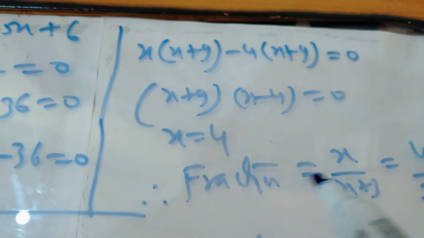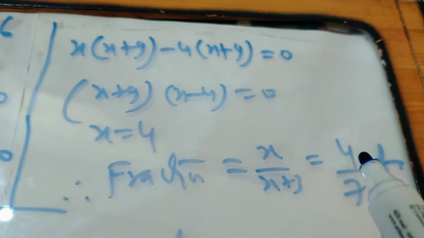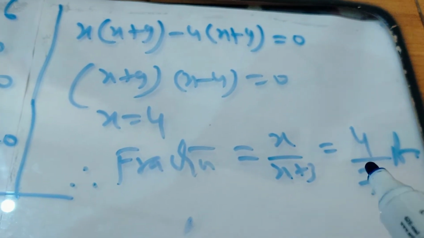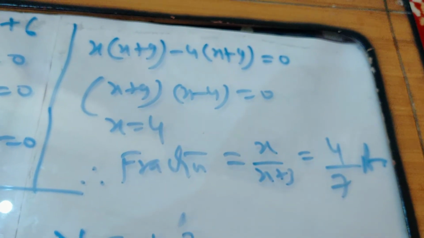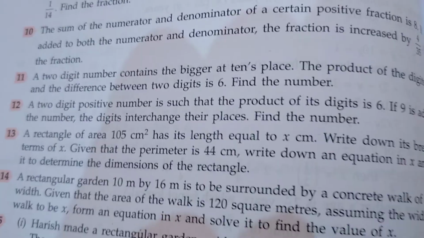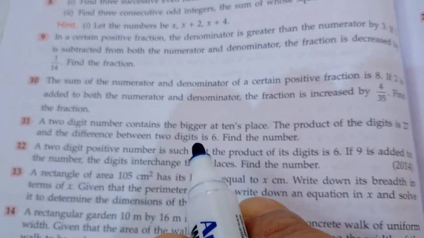So therefore the fraction will be x upon x plus 3. So the value of x is 4. So 4 plus 3, that is 7. So 4 by 7 is the final answer for this particular question. So you should remember this technique for this type. Now we have to discuss the next type.